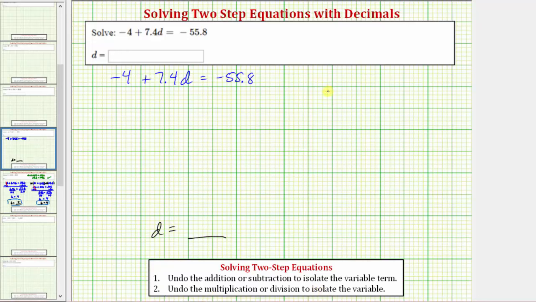We need to be a little careful about this equation. Because we have a plus 7.4d, it might be tempting to try to subtract 7.4 on both sides, but this does not work because the 7.4 is attached to the d by multiplication, not addition. But we can undo or eliminate -4 by adding 4 to both sides of the equation, which will isolate the variable term. So our first step will be to add 4 to both sides of the equation.